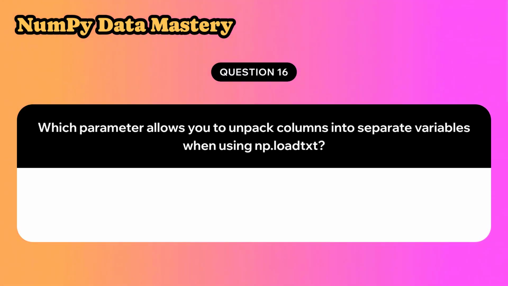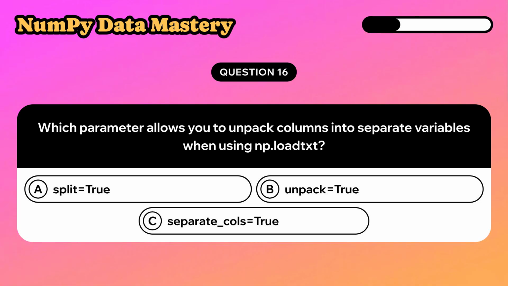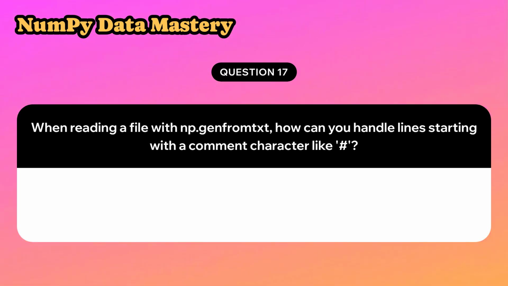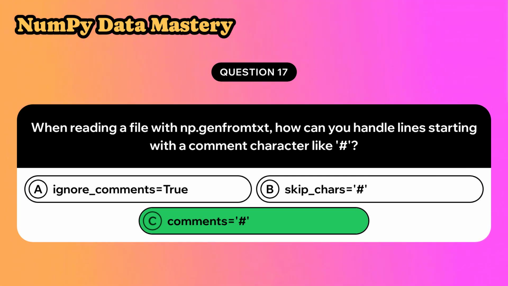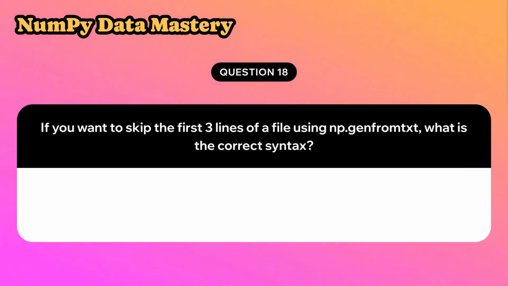Which parameter allows you to unpack columns into separate variables when using numpy.loadtxt? When reading a file with numpy.genfromtxt, how can you handle lines starting with a comment character like a hashtag? If you want to skip the first 3 lines of a file using numpy.genfromtxt, what is the correct syntax?